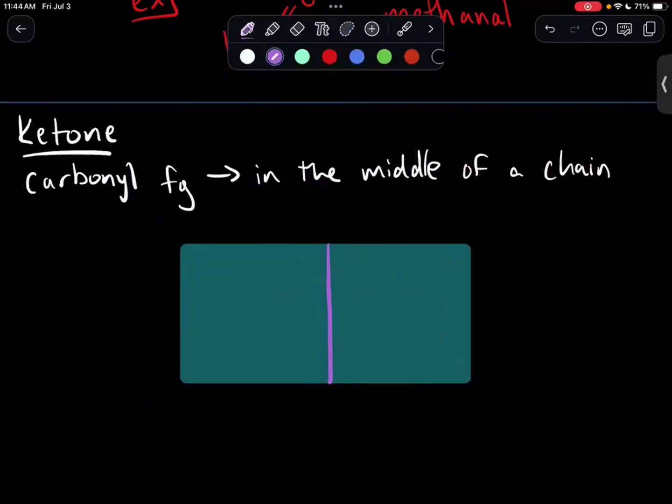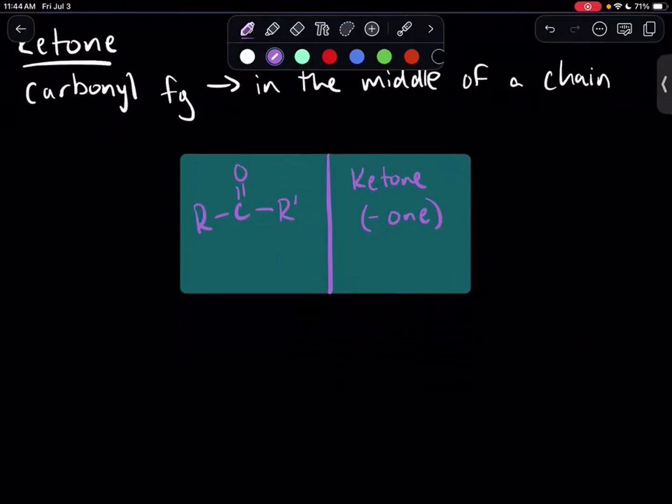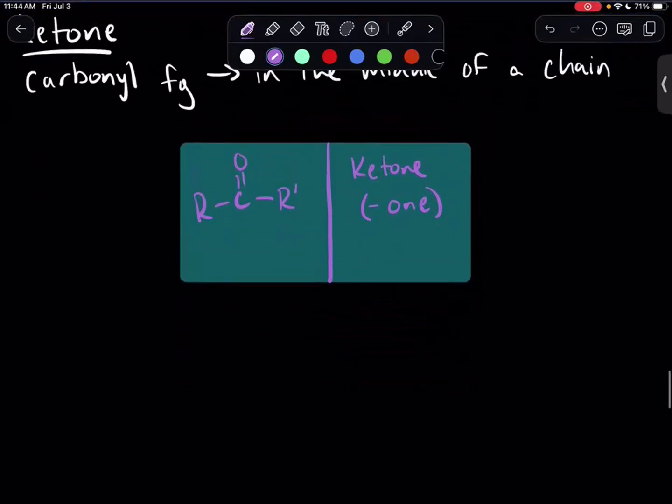we have R bonded to C, double bond O, bonded to R prime. I'm using prime to denote a different hydrocarbon chain. It can be the same, but it can also be different. We use the suffix "-one". It's spelled one, but it is pronounced "own". Make sure that you don't mispronounce it. If you're saying it out loud, it sounds weird. Any chemist worth their salt will use the term "own".